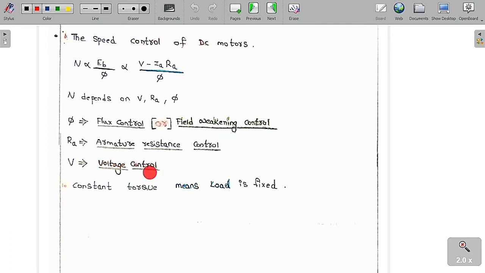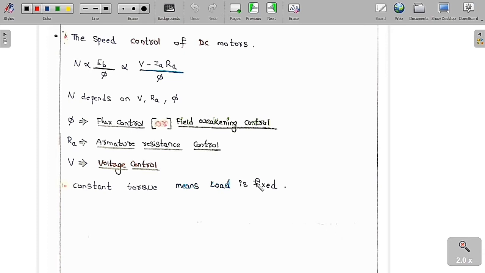Constant torque means the load is always fixed. In some questions they are going to give you constant torque. Constant torque means the load is always fixed, and that is the reason the torque is almost constant. So constant torque means basically the load is fixed in nature. That is the reason we say it is a constant load. Whenever the load is fixed, we say it is a constant torque.